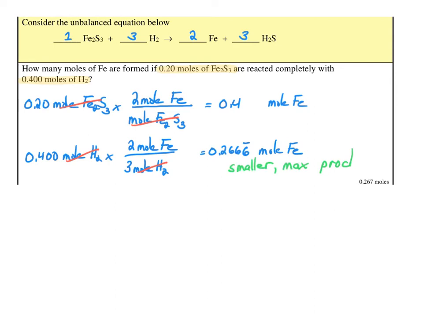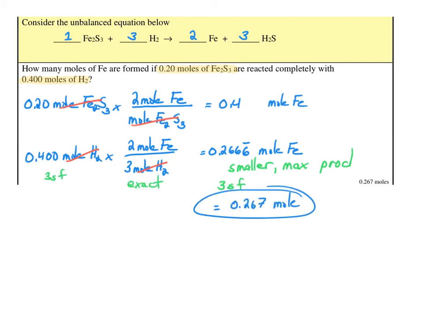The smaller of the 2 values is our max product, and we look at the numbers that go into our calculation of our max product in order to determine the sig figs. So these, and we have our final answer.